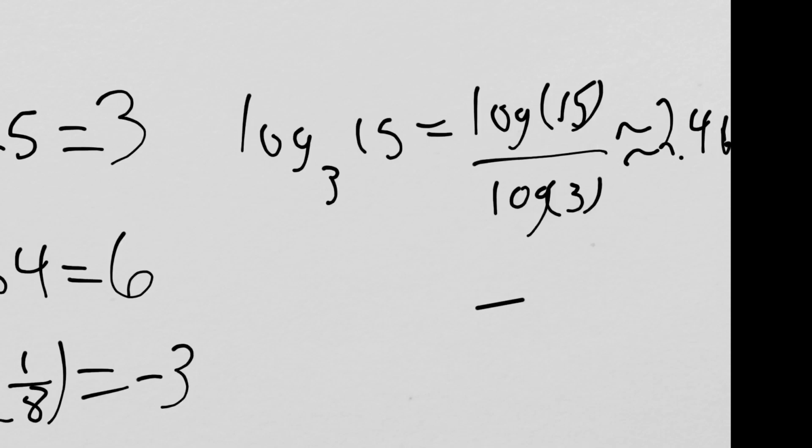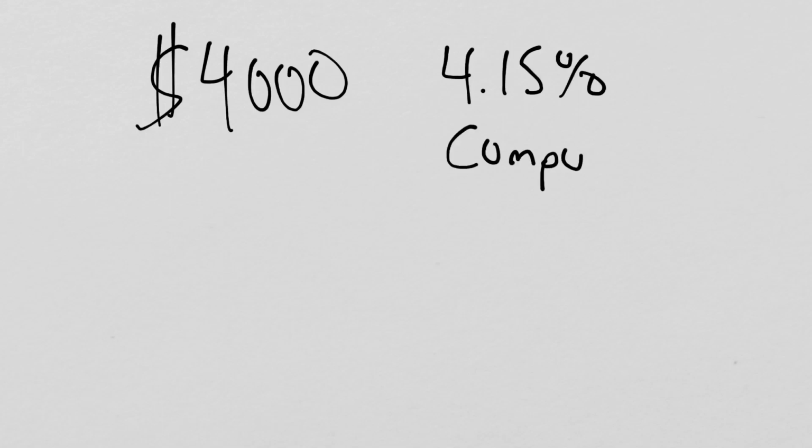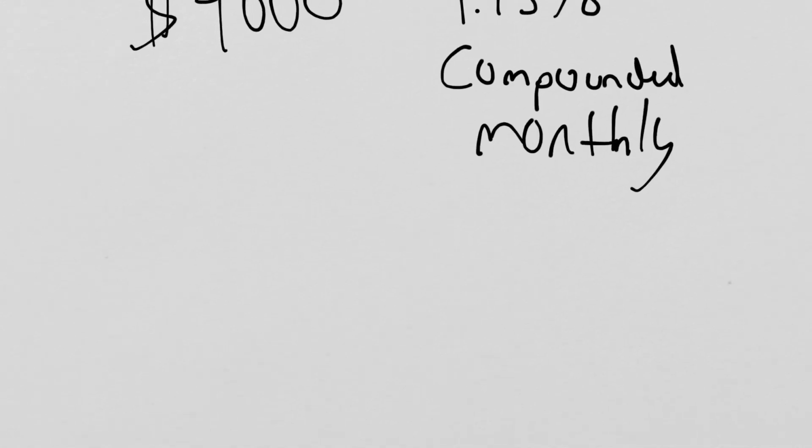So let's say we have $4,000. It's gaining that 4.15% interest that Apple's currently offering, compounded monthly. So I want to know how long it's going to take for us to get $1,000. How long will it take for us to earn $1,000?